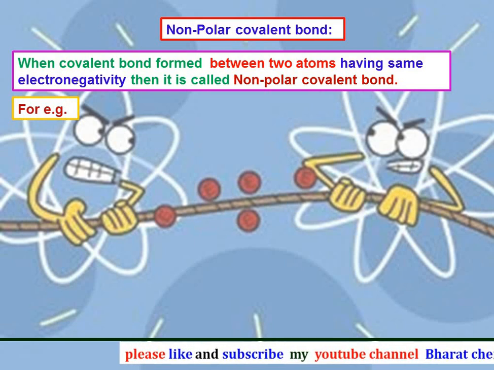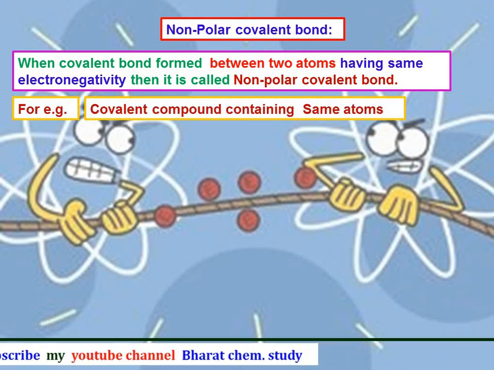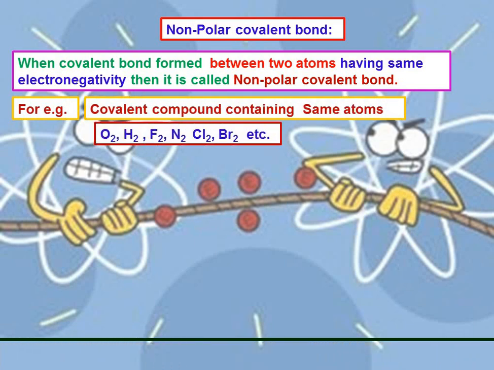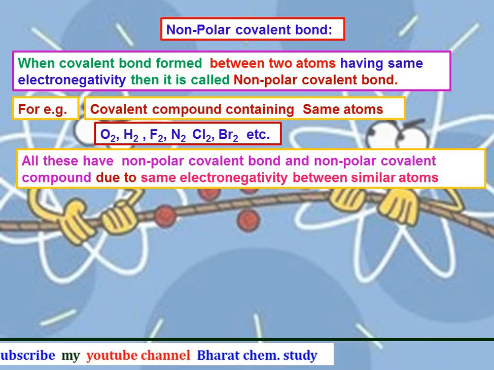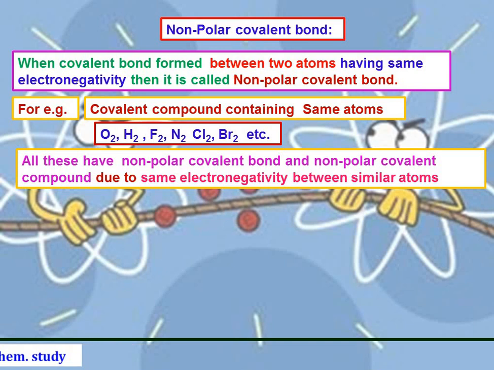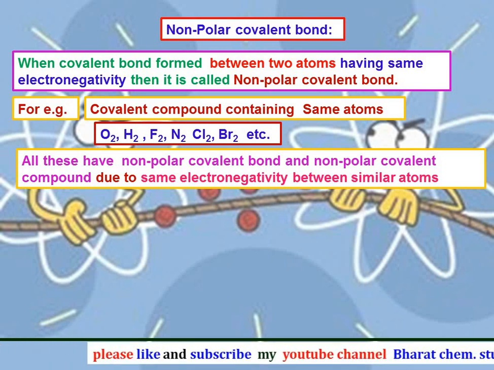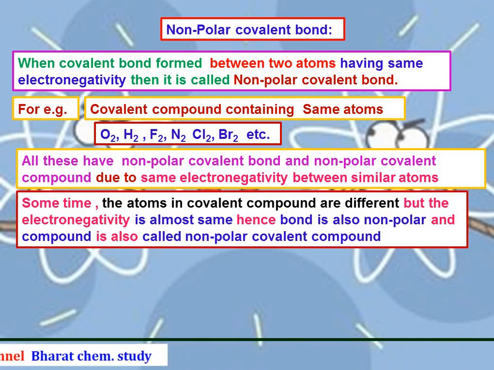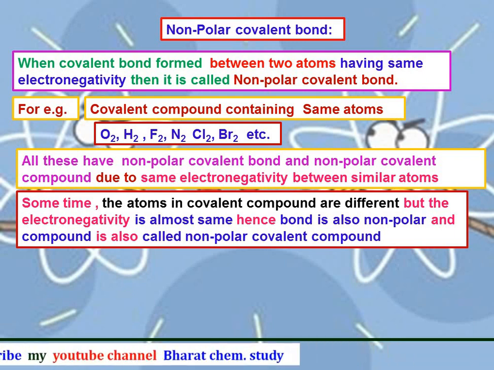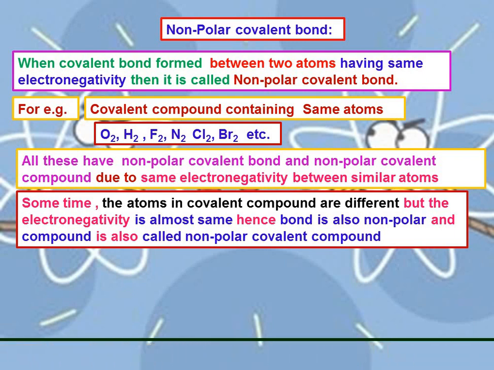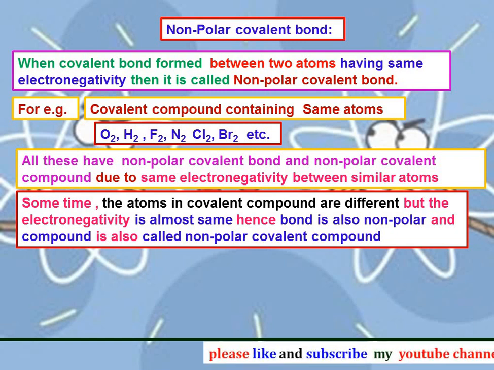non-polar covalent bond. For example, covalent compounds containing the same atoms like oxygen, fluorine, hydrogen, nitrogen, chlorine, bromine, all these have non-polar covalent bonds and are called non-polar covalent compounds due to the same electronegativity between the similar atoms. Sometimes the atoms in a covalent compound are different, but the electronegativity is almost the same. Hence the bond is also non-polar and the compound is also called a non-polar covalent compound.